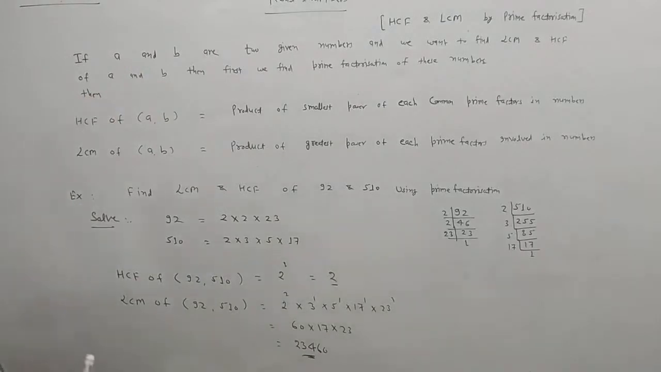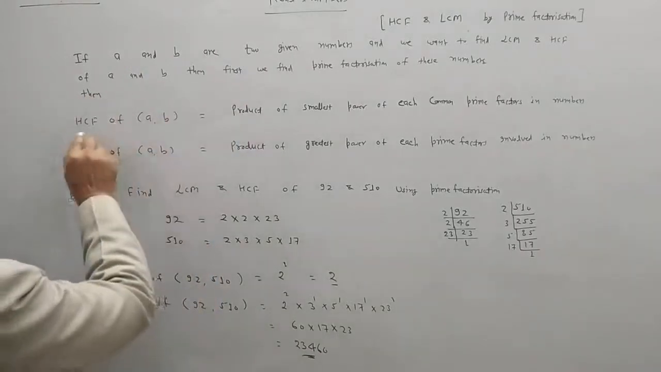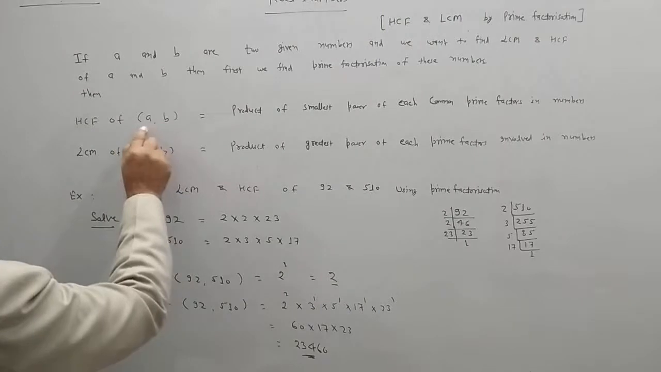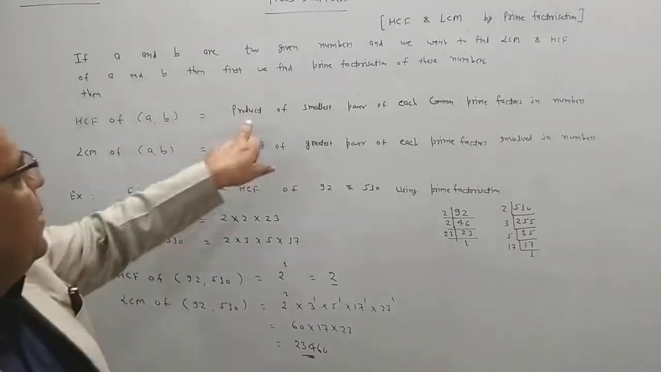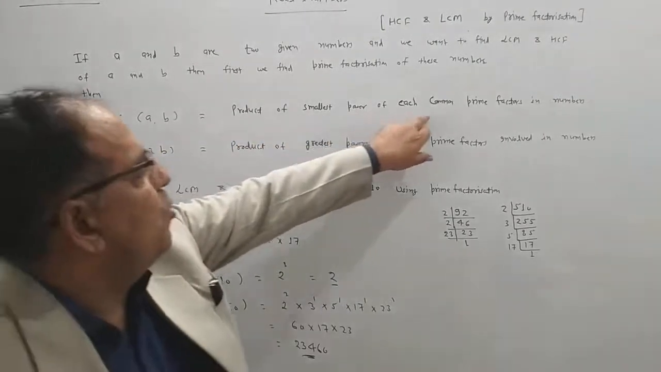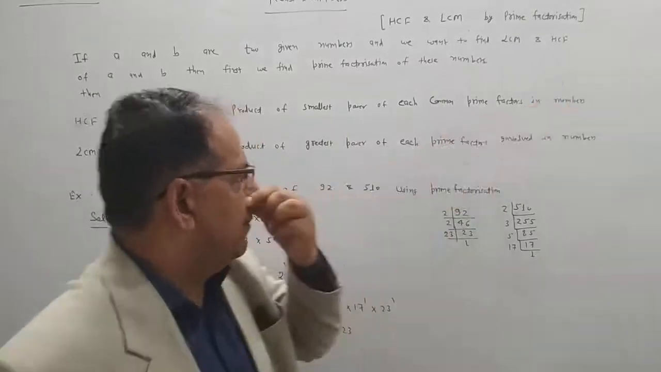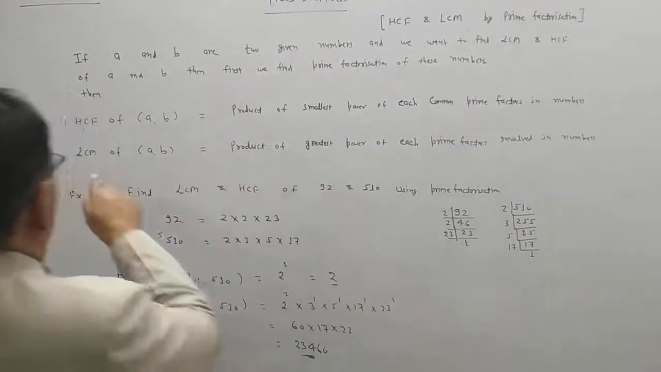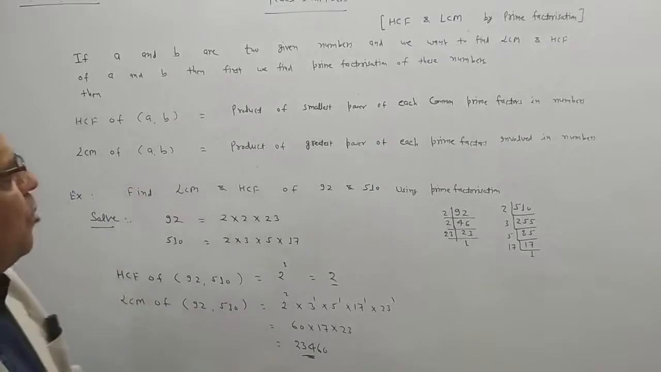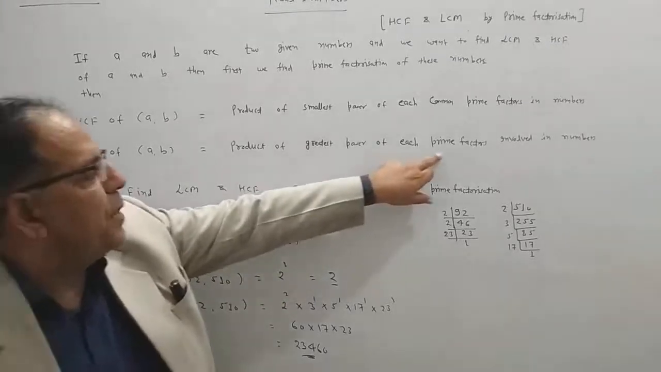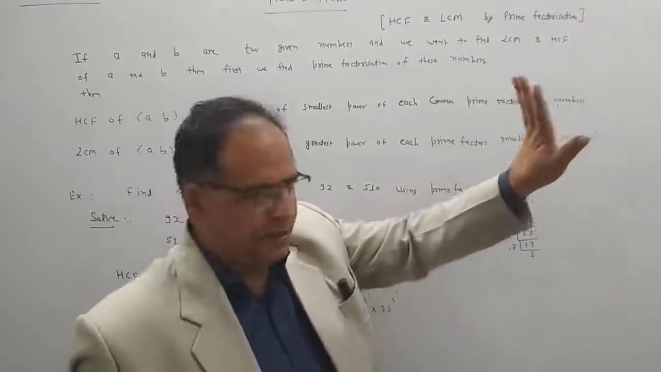separately. After that, the formula is that the HCF of the given numbers A and B is the product of the smallest power of each common prime factor in the given numbers. And the LCM of A and B is the product of the greatest power of each prime factor involved in the numbers.